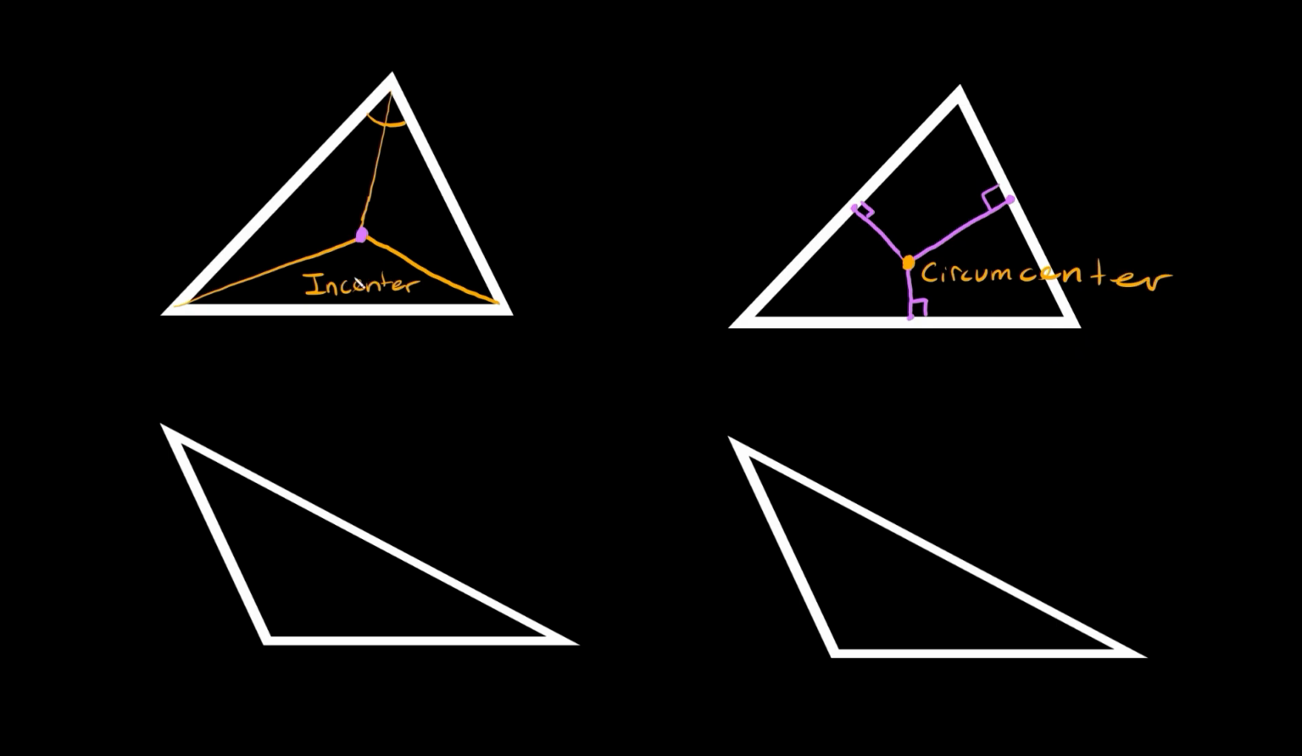Okay, now the incenter of a triangle is always going to be inside of the triangle, somewhere inside the triangle. And the circumcenter of a triangle will either be inside, on, or somewhere outside of the triangle. And you can see that a little bit easier if we use an obtuse triangle.